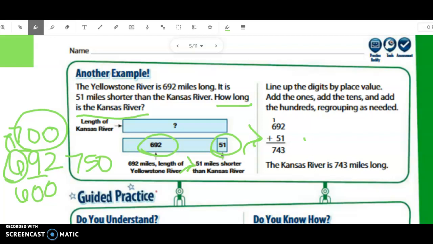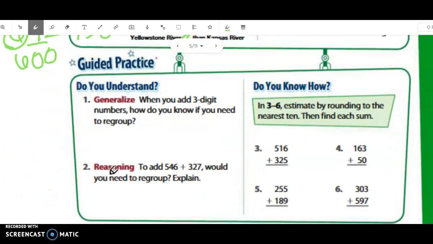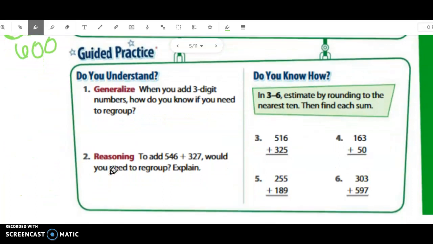Now I can see that their answer is reasonable because it is close to 750, 743. Let's move on to guided practice. When you add 3-digit numbers, how do you know if you need to regroup? I want you to use the voice note on the top to tell me how you would regroup. How do you know if you have to regroup or carry?